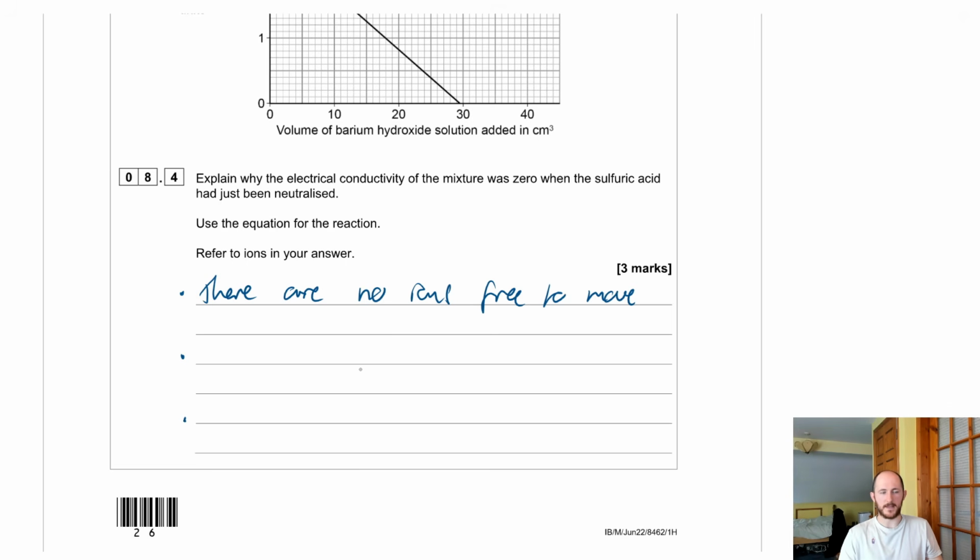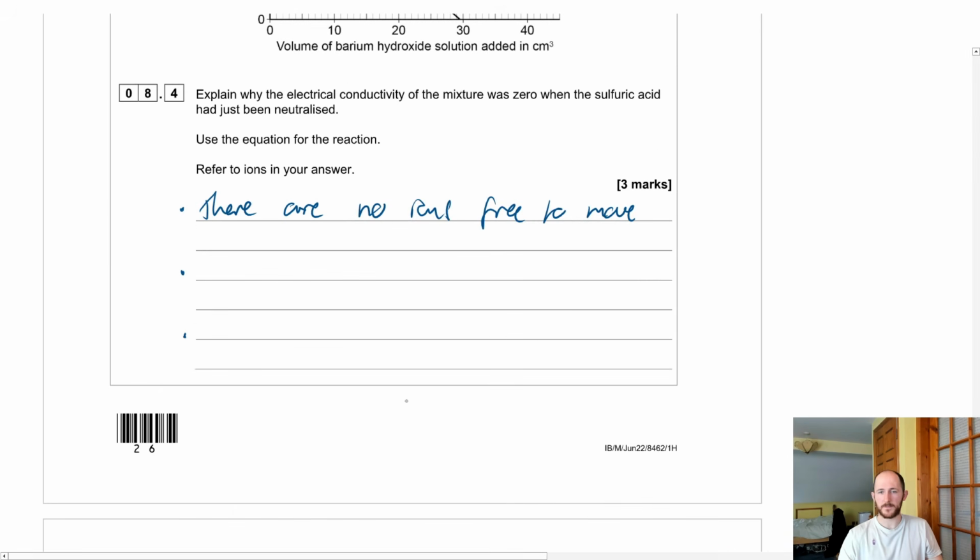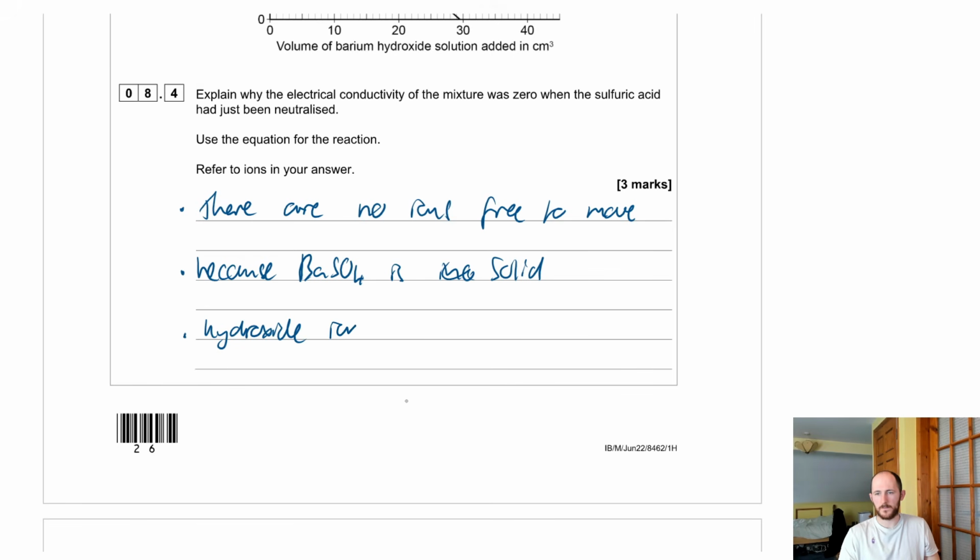And the reason why is, if we look back here, you could also say that this is insoluble, actually. That's a really good one. Because BaSO4 is a solid. Charge won't be able to pass through it. And also, the hydroxide ions have reacted with H plus ions to produce water. So that's simply the reason why.